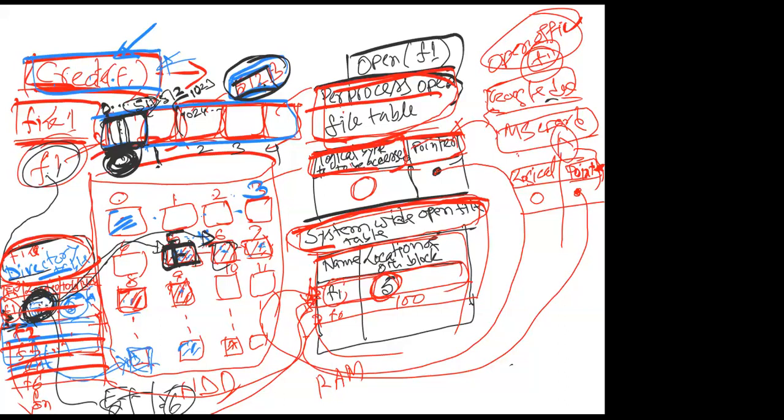Then OpenOffice will also point. OpenOffice also has this kind of per-process file table. This per-process file table for OpenOffice also has a pointer entry, and this pointer also points to F1. It doesn't need to check the file directory table to collect the entry, because the information for F1 is already available inside the RAM.